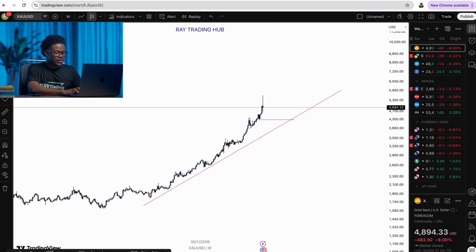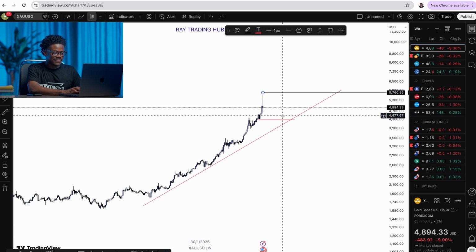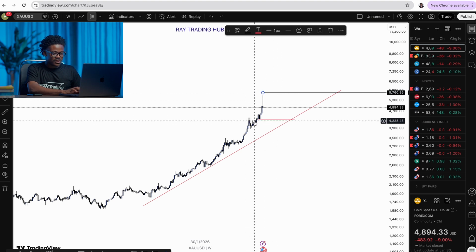Now the only reason we are not going to be buying to 6,000 is if price invalidates 4,200. So if we still have price trading above there, that means we are looking at buying to the upside, and our next level target should be 6,000. So what you have to do now is go on your lower time frame and look for your entry model that is going to buy price to the upside.